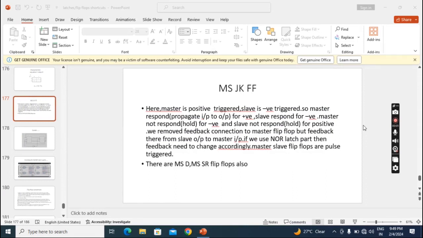In this lecture, we'll briefly discuss the master slave JK flip flop. There are master slave D and master slave SR also, but we are interested in the master slave JK because this flip flop came to avoid the drawback in the normal JK flip flop, that is racing. That's why we are interested to know about master slave JK.